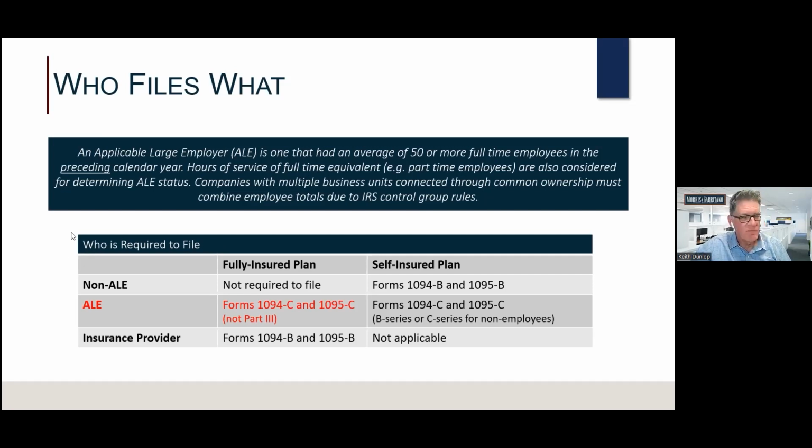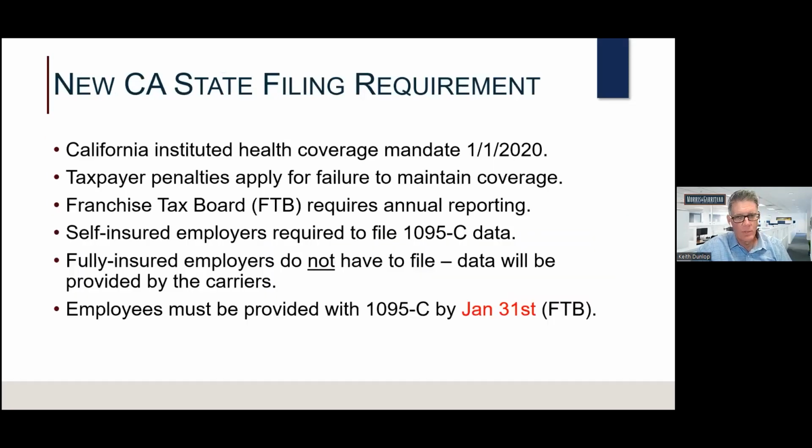So for who files what, I took a look at the attendee list, and pretty much everyone in the room is on fully insured plans. So you're filing forms 1094C and 1095C. You are not completing part 3 of the 1095C. That's the section of the form where you provide information about who is actually covered on the medical plan. That information is completed if you're on a self-insured or a balance-funded plan.